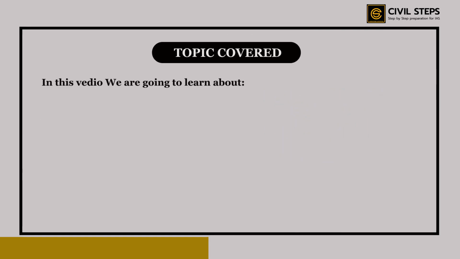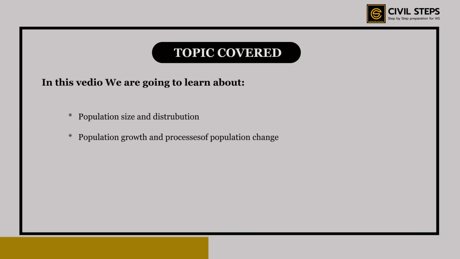In this video, we will be learning about first, the population size and distribution, that is, how many people are there and where are they located. Second, about the population growth and the processes of population change, that is, we will see how the population has grown and changed through time. And thirdly, we will be discussing the characteristics or the qualities of the population, that is, about their age, their sex composition, their literacy levels, the occupational structure, and the health conditions.